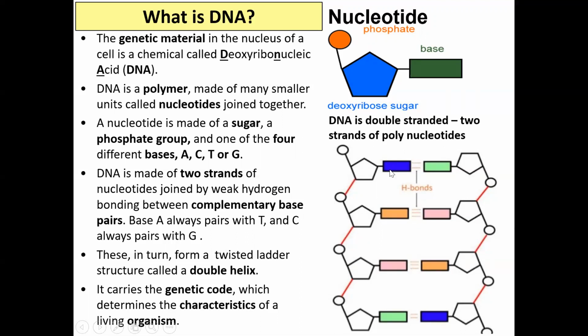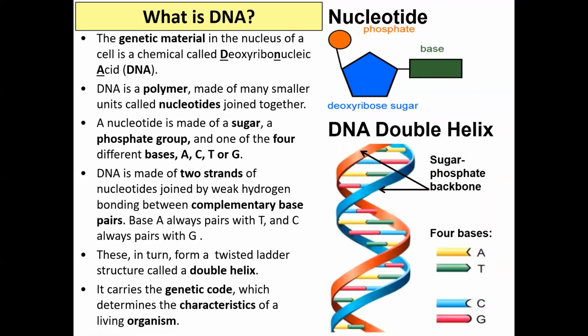So DNA is made of nucleotides, which are joined together to make polynucleotides. You have two polynucleotides joined together by hydrogen bonds between bases. So you can see this gives a ladder shape. Now this ladder is actually twisted into a structure called a double helix. It's the order of the A's, T's, C's and G's, these four bases, which actually provides the genetic code. And it's your genetic code that determines the characteristics of a living organism.